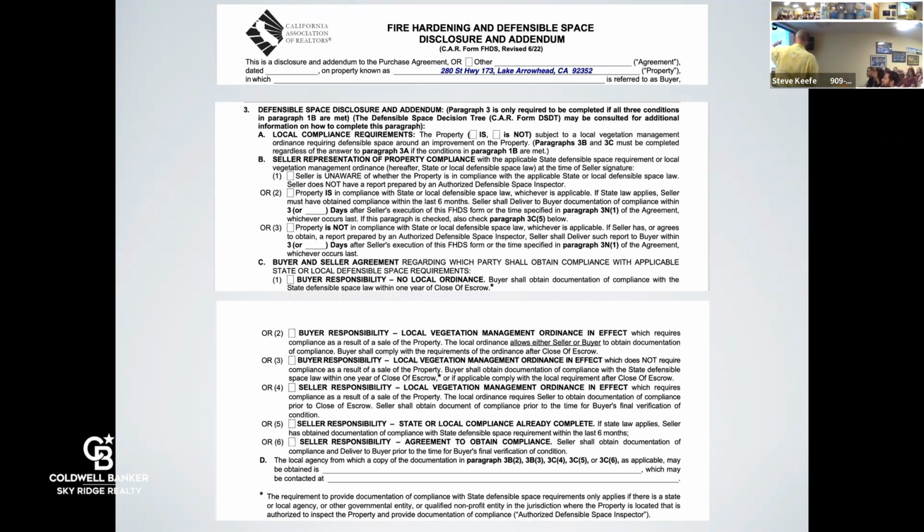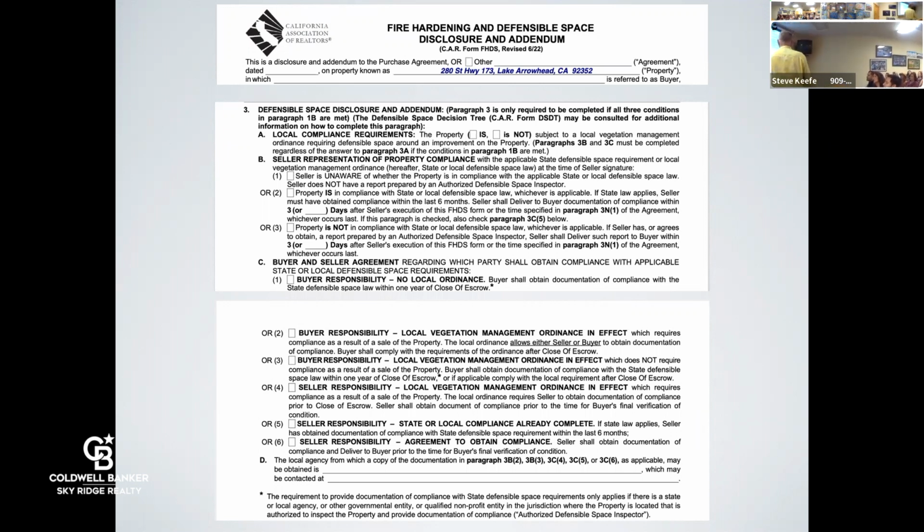The second choice is property is in compliance with the state or local defensible space law, whichever is applicable. If state law applies, seller must have obtained compliance within the last 6 months. Seller shall deliver to buyer documentation of compliance. So they check that box if they actually went through the steps. They were a good citizen, because there is a requirement that you do it. You all should do it on your home, right? Make sure that you have defensible space. So if they're a good citizen and they've done that, then they check box B.